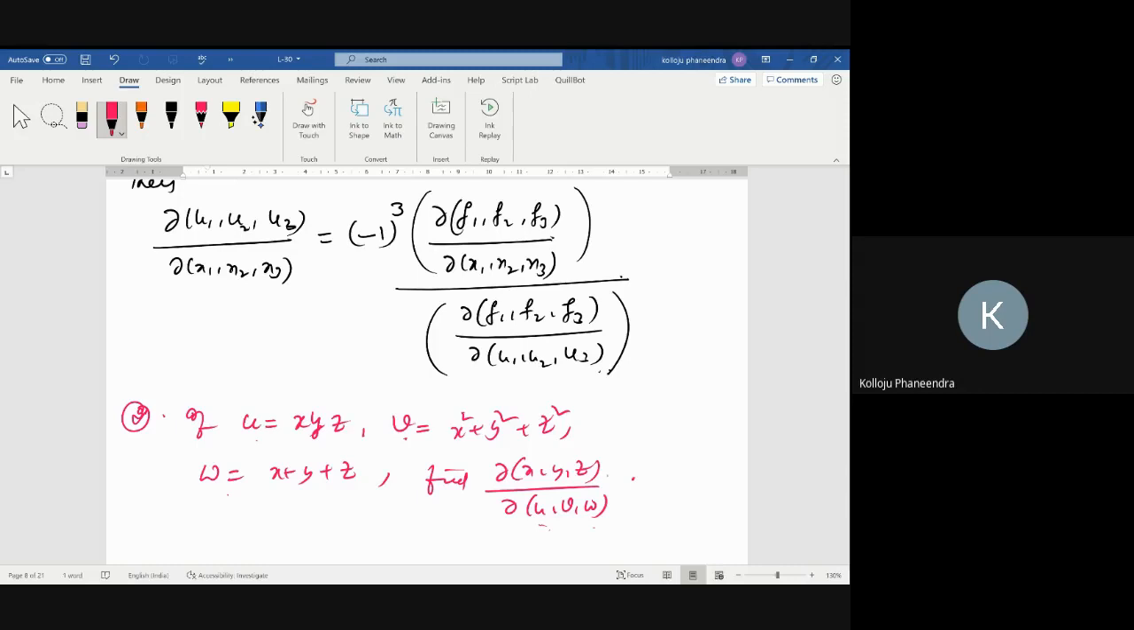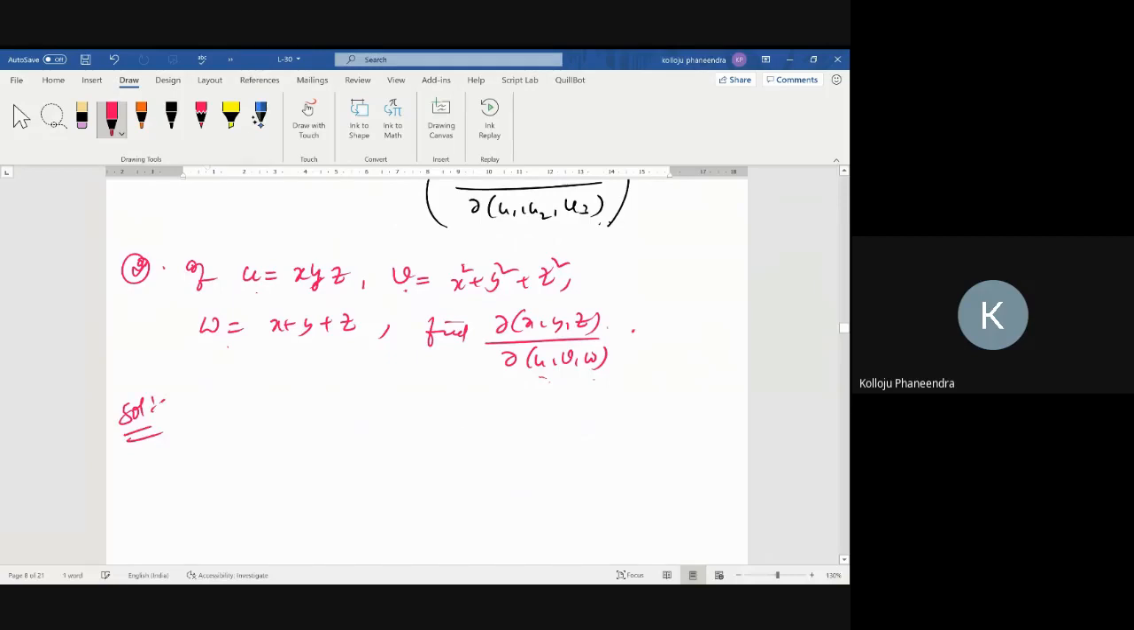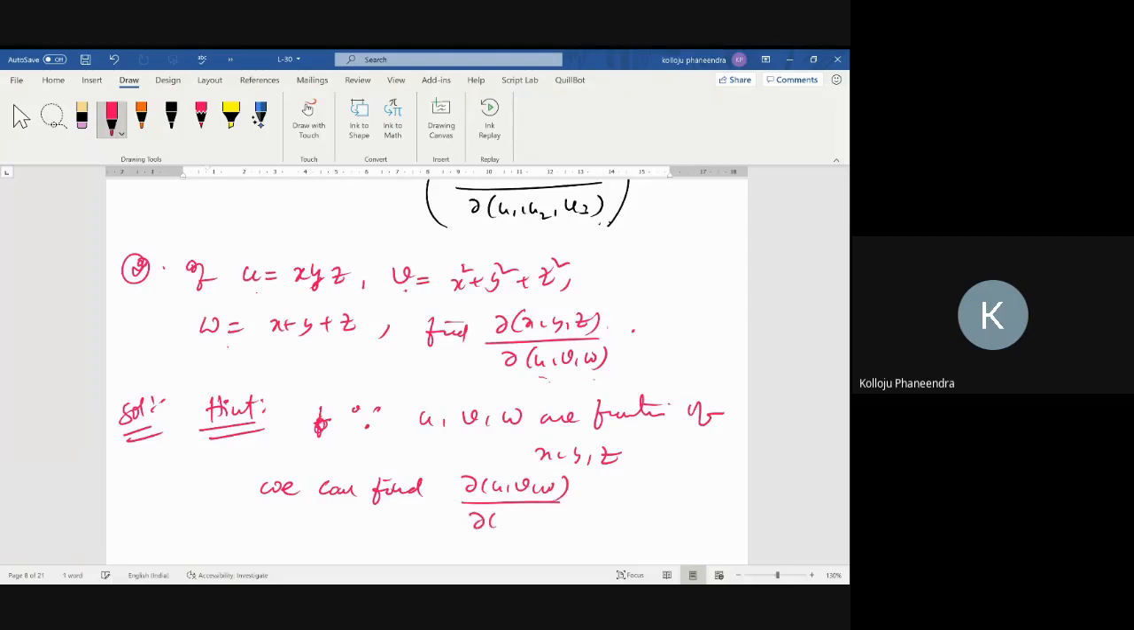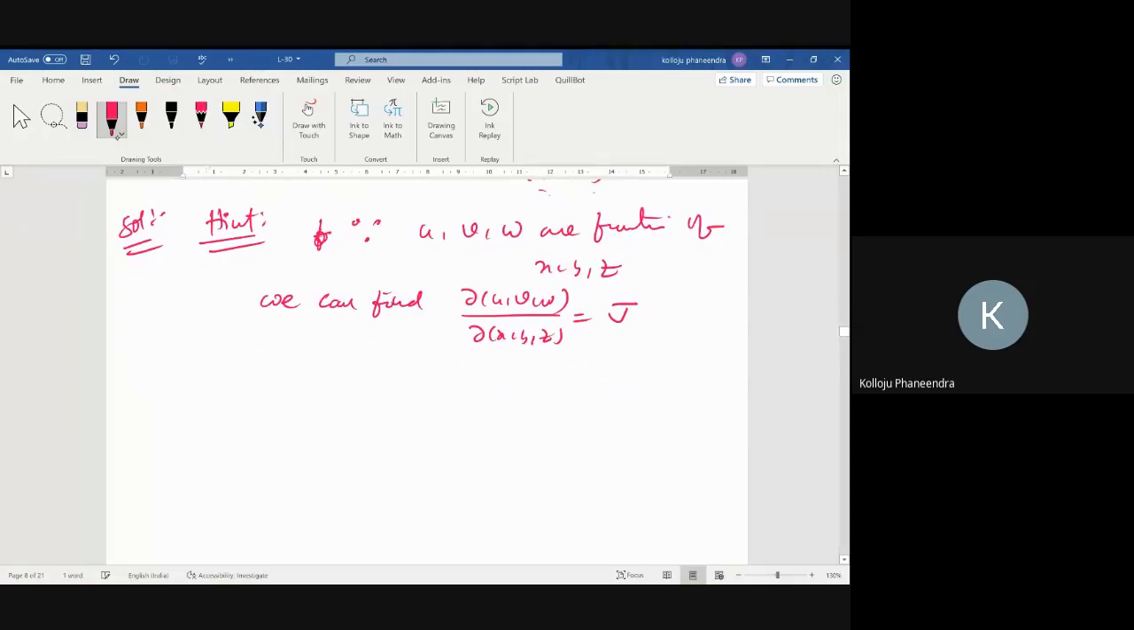You calculate that one and just reverse it. That is nothing but J dash. Otherwise, you denote the function values. How to define functions? If you want to use, see, one can calculate. The hint is in our previous logic: since u, v, w are functions of x, y, z, we can find Jacobian of u, v, w by Jacobian of x, y, z, right? That is J. Required is what?